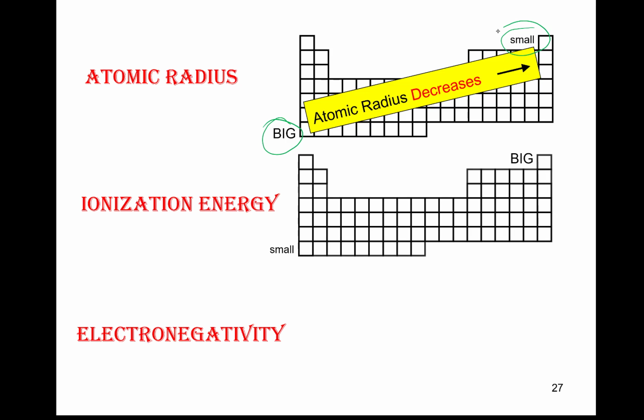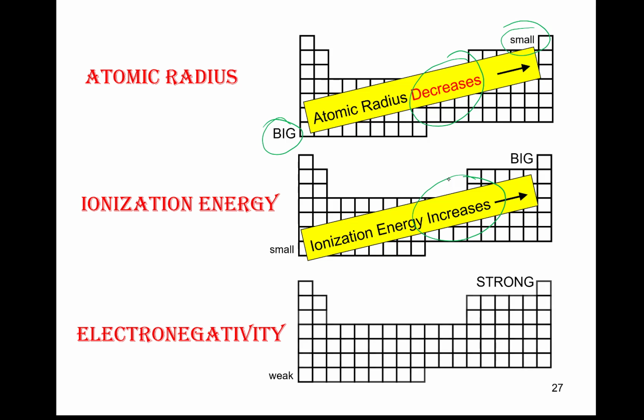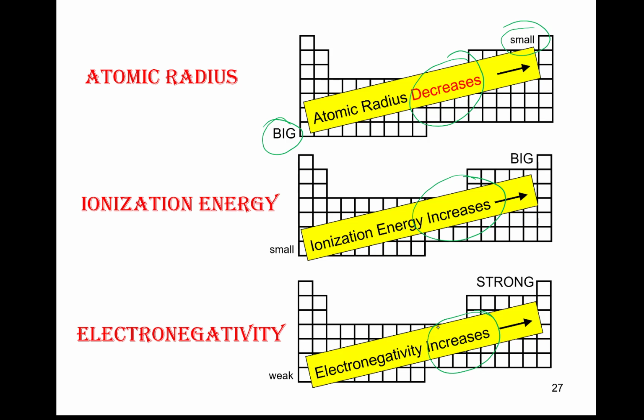Ionization energy, this is essentially the opposite of atomic radius. As you go up and to the right, the ionization energy increases. So for atomic radius, it decreased. Ionization, it increases. And same is going to be true for electronegativity. It will increase.